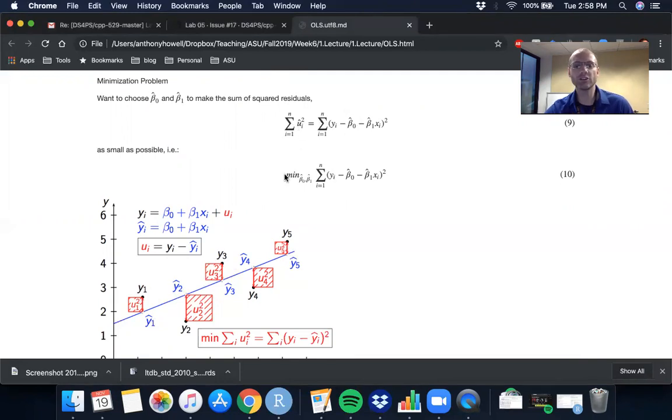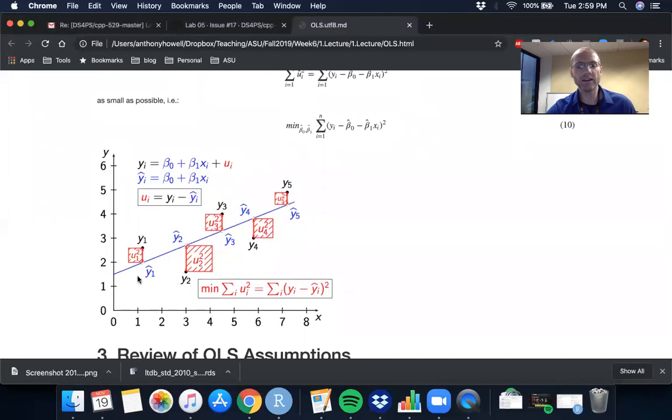So using an equation, we show this with the minimize function of the sum of the squared error term, where the error term is again defined as our yi minus beta 0 hat minus beta 1 hat xi. Okay, so this is essentially what we're doing when we draw this line through the data. We are drawing the line that has the best fit, that minimizes the squared error term between our predictions and our actual observations.